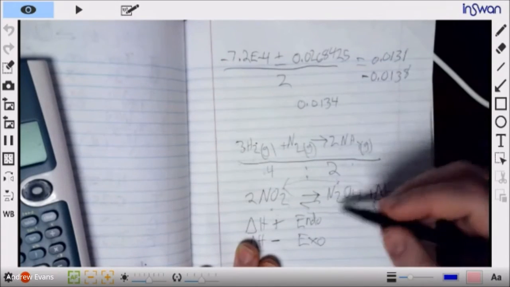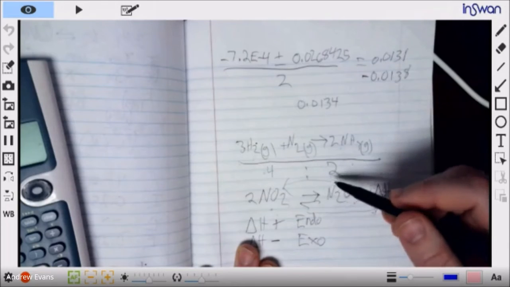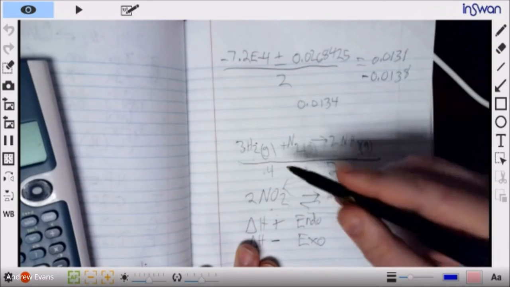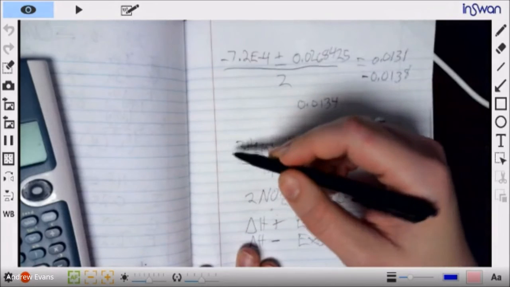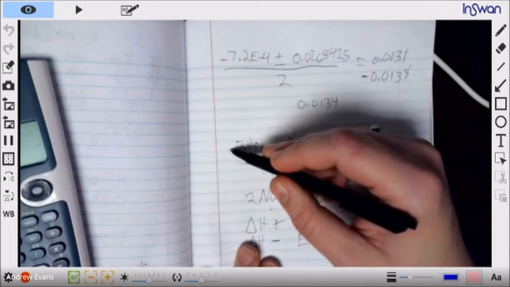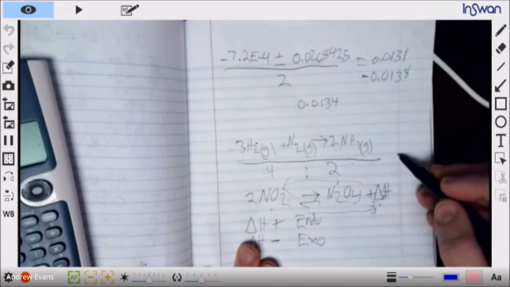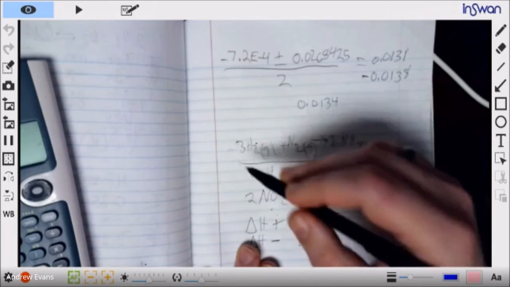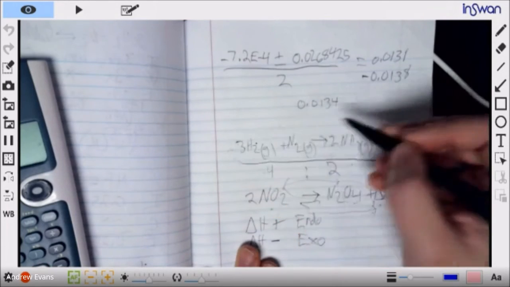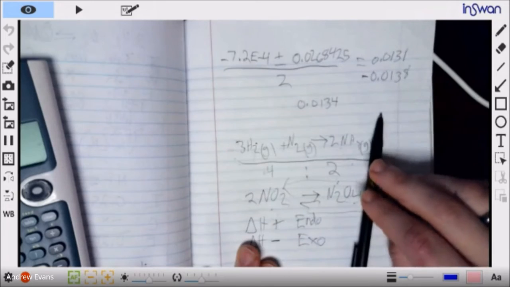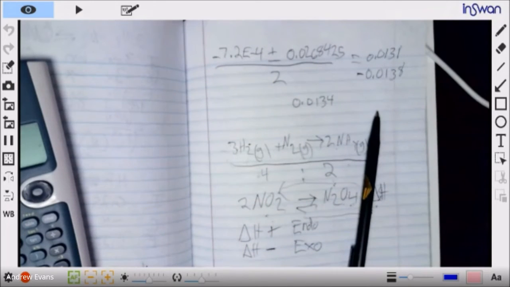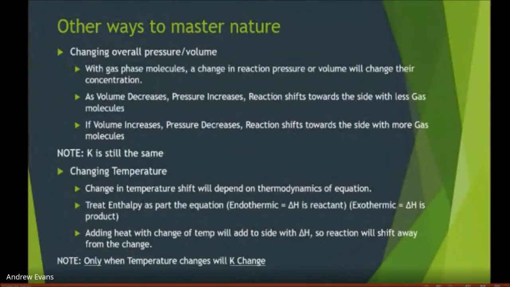In the case of endothermic, heat is a reactant. So pumping more heat would shift it towards the product side. Decreasing the heat would shift it towards the reactant side. And so that one's a case you have to look at reaction to reaction, but you cannot know this one without first knowing the delta H. So you cannot answer that question without that.